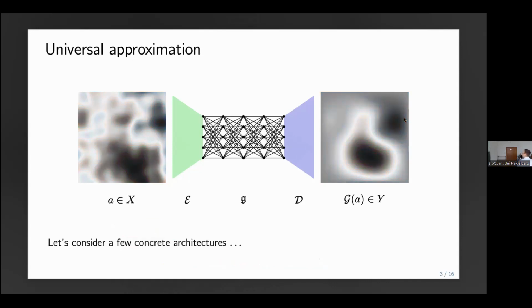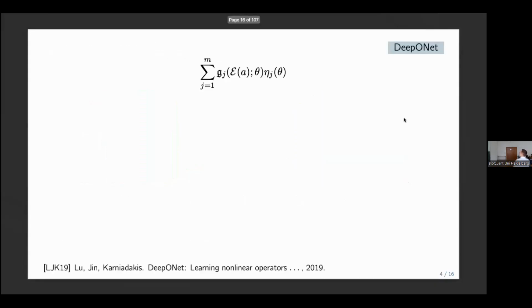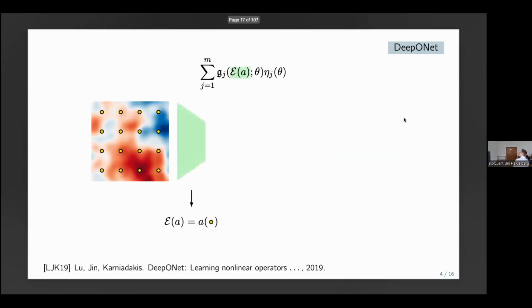Okay, let's make this a little bit more concrete now. What do people choose as encoders and as decoders? I want to recall two very popular frameworks. The first one is the DeepONet, first proposed by Lu, Jin and Karniadakis. And essentially, they use this type. This is now going to be the surrogate, the approximation of our operator. Let me carefully walk you through this formula. What happens here is the following.